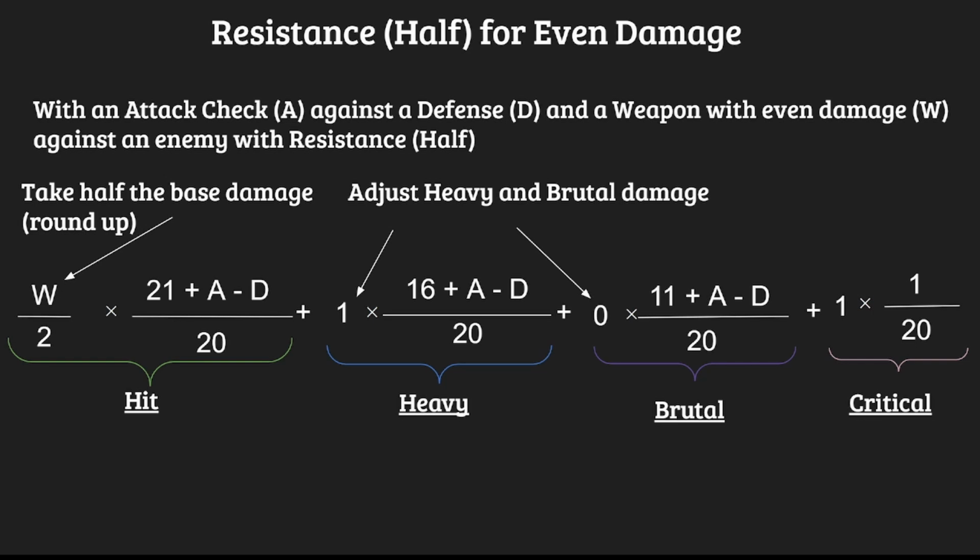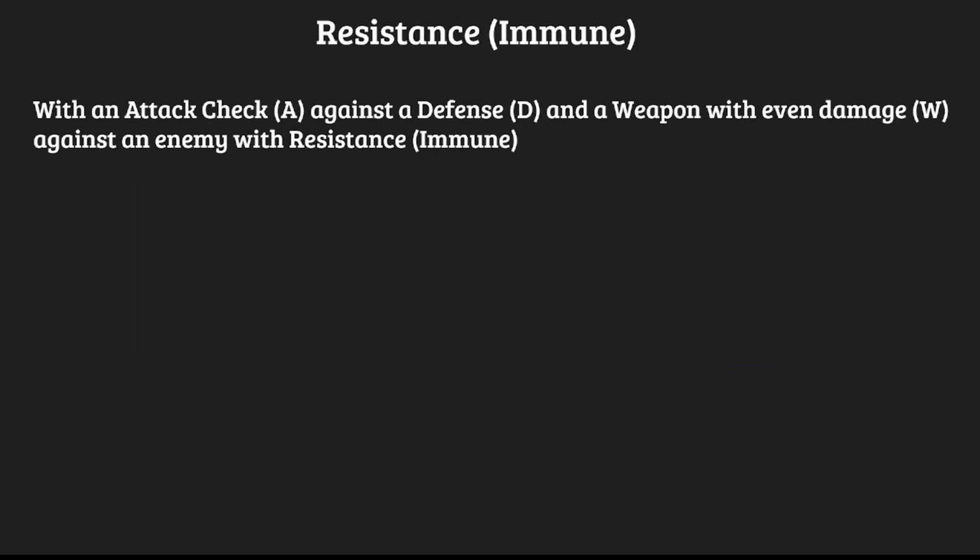Okay, and now we can get to the most complicated of all of them, resistance immune. Are you ready for it? Resistance immune is 0 damage. That's right. We finished off really with the most complicated one, which was resistance half. Resistance immune is trivially easy. Just forget that damage. You don't deal any of that damage. It's just 0. Super easy to deal with. So not really something worth doing math here.